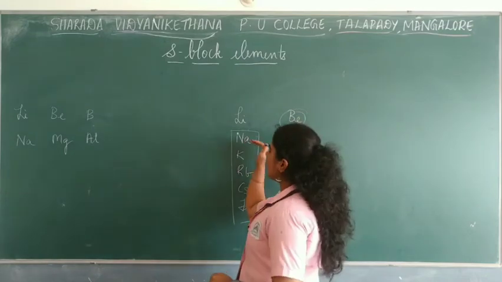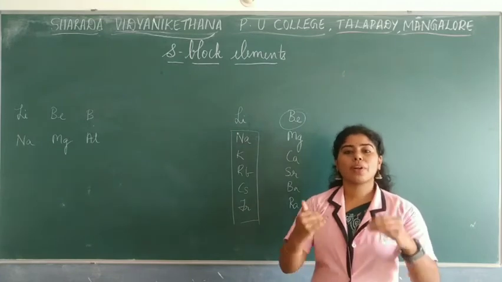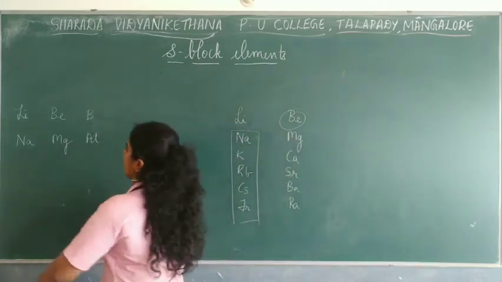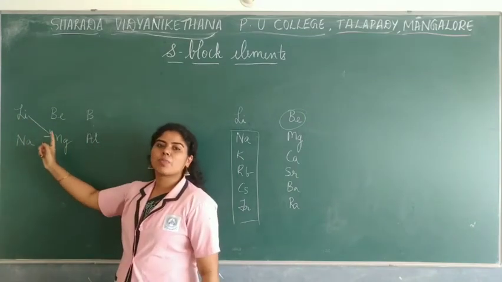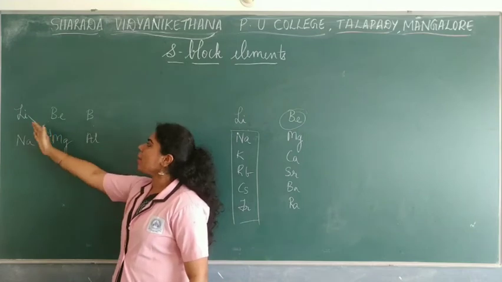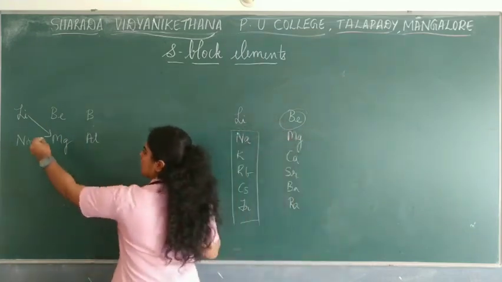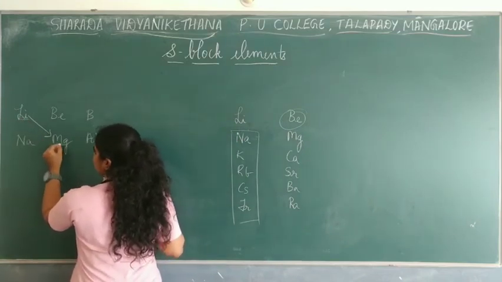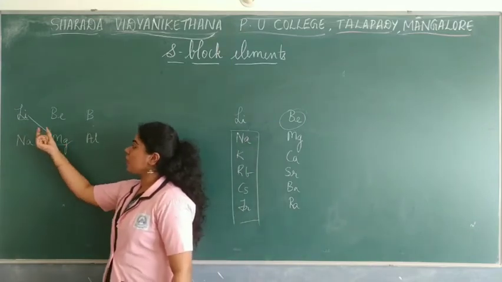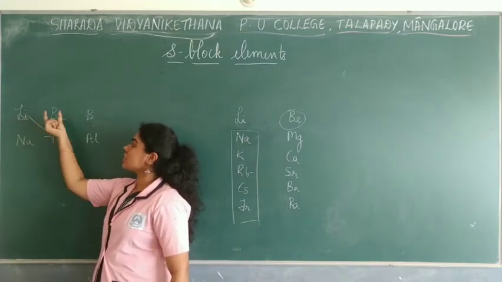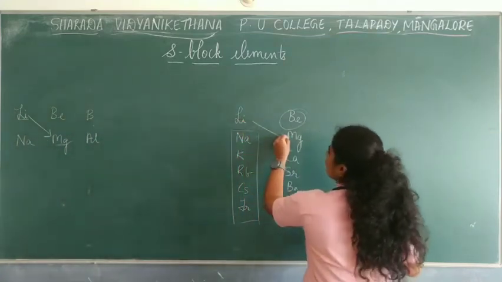Okay, so in this relation they do not exhibit the property of their own group, but instead they behave in such a way that they exhibit similarity in properties to the second element of the next group. I've already told this. That means lithium would be behaving like magnesium, or its properties will be similar to that of magnesium, which means their properties are similar to the second element present in the next group.